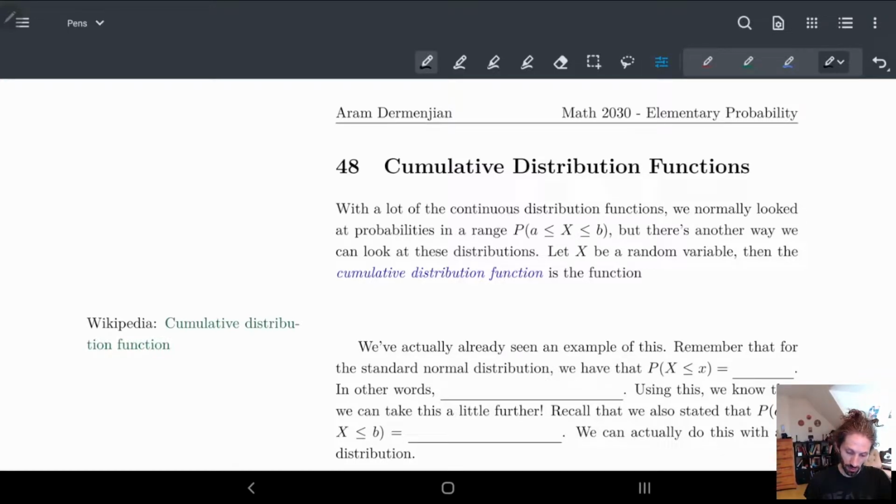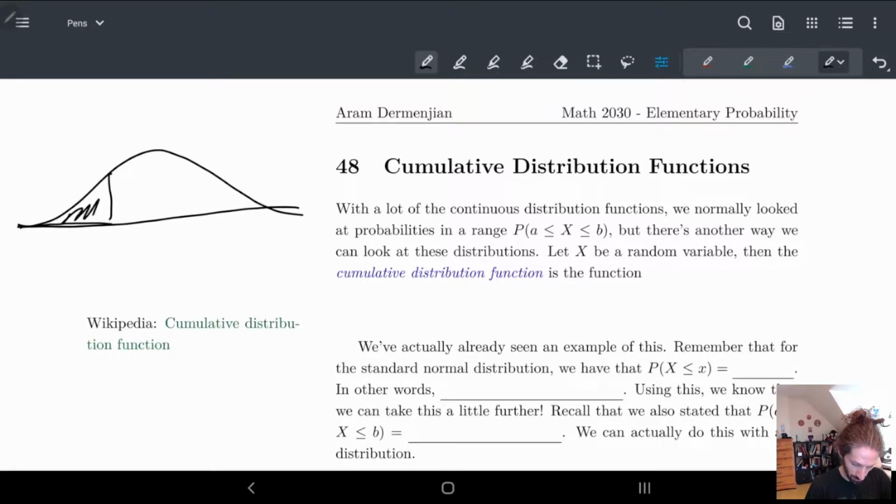In other words, if I have some distribution, we'll use the normal bell curve, and I want to figure out things over time, I want to figure out what the distribution is over some interval. Normally we look at it in a range, but we can look at just everything below some number. So we can look at the probability of everything being below some number. And this is called the cumulative distribution function. Normally we denote this as capital F sub X of x.